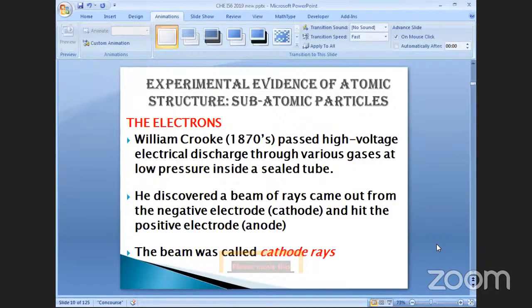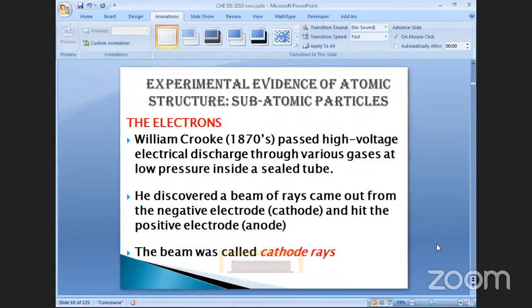And he constantly found that there was a beam of ray that came out from the negative electrode. Since he was carrying out electrical discharge, you know that he's going to have a cathode and an anode. So he found that there's a ray of light that kept coming out from the negative electrode, the cathode, and is always hitting the positive electrode, the anode.